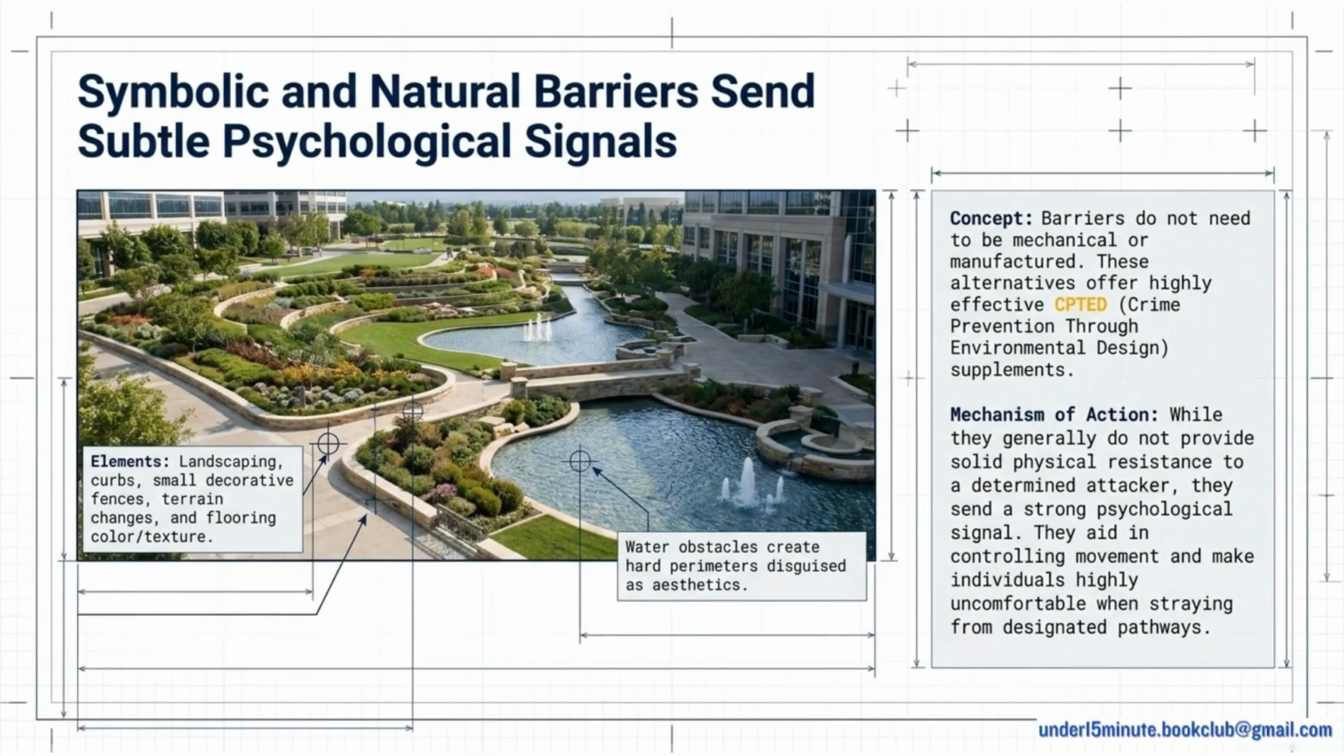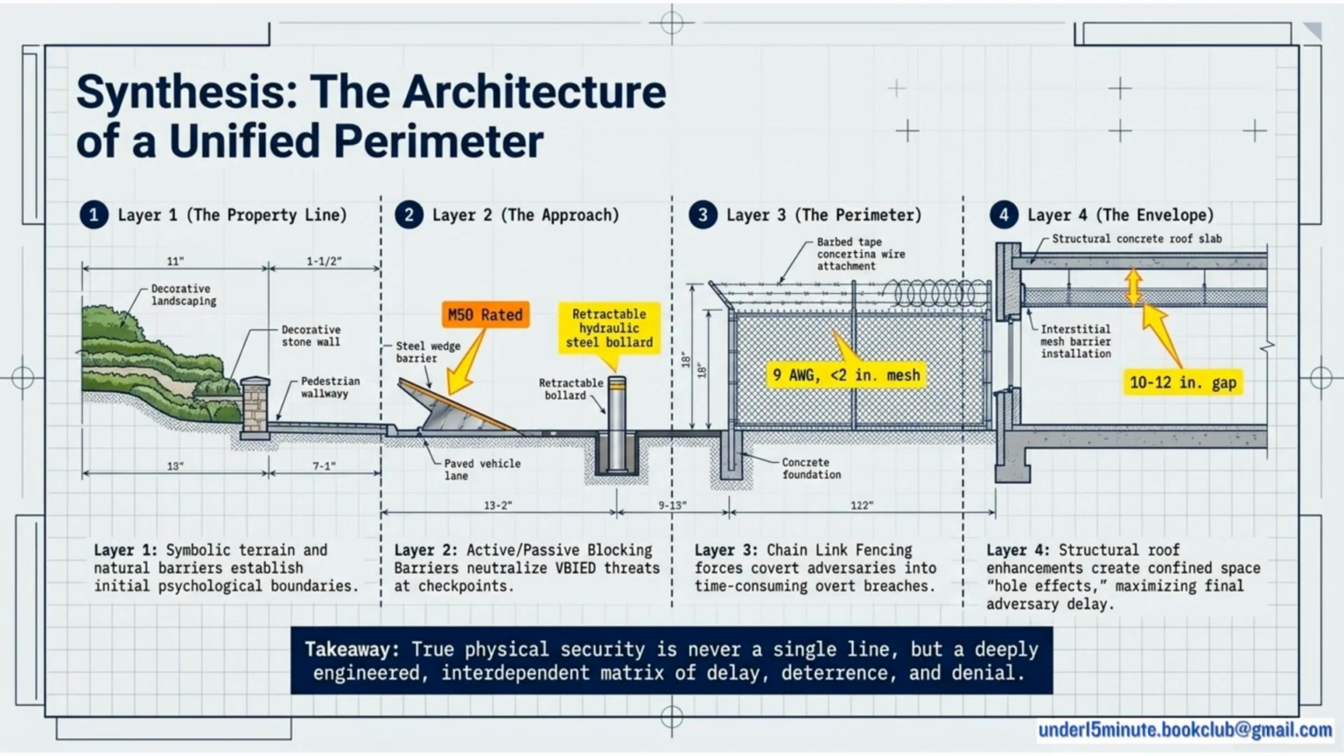Symbolic and natural barriers use subtle psychological signals. Elements include landscaping, curbs, and terrain changes. These barriers, often disguised as aesthetics, help control movement and make individuals uncomfortable when straying from designated pathways, aligning with CPT principles. A unified perimeter involves an interdependent matrix of delay, deterrence, and denial across 4 layers.